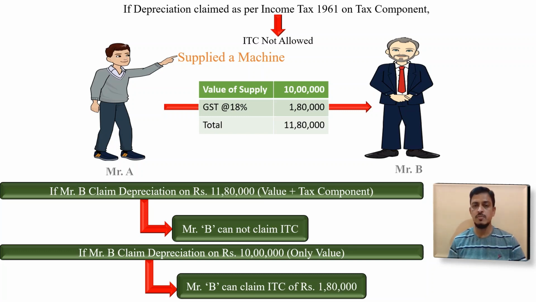Machinery account debit 10 lakh, IGST input receivable account debit 1 lakh 80,000, to bank account, if amount is paid by cheque, 11 lakh 80,000. This way he can pass the entry in the books of Mr. B if depreciation is not claimed on GST amount. So this is the situation. If you understand both the situations, then it is very easy to pass the entry in the books of the recipient.